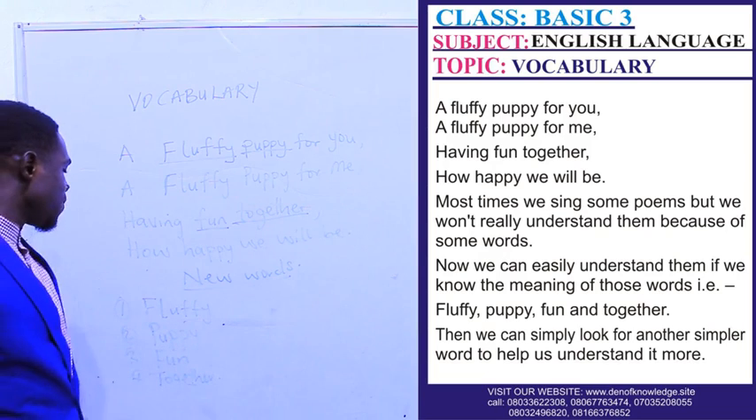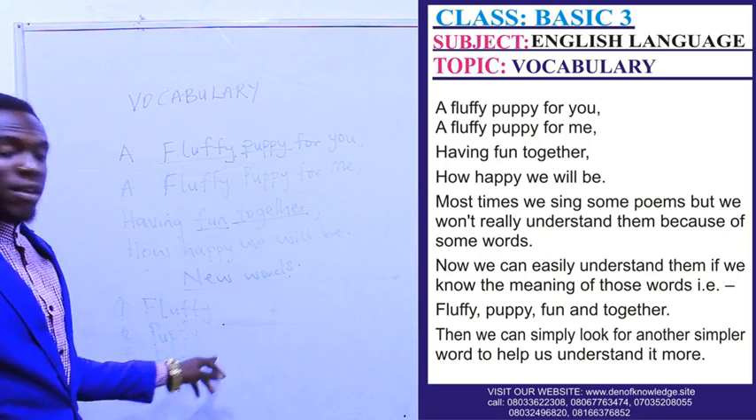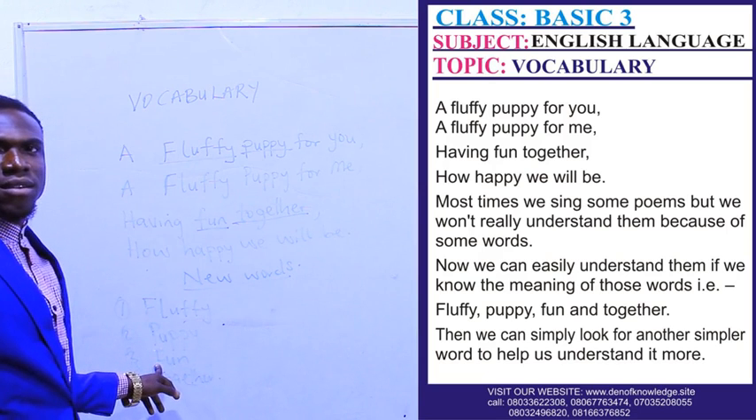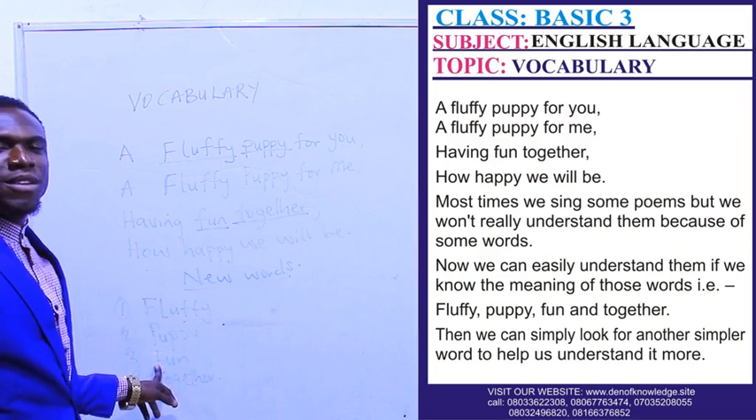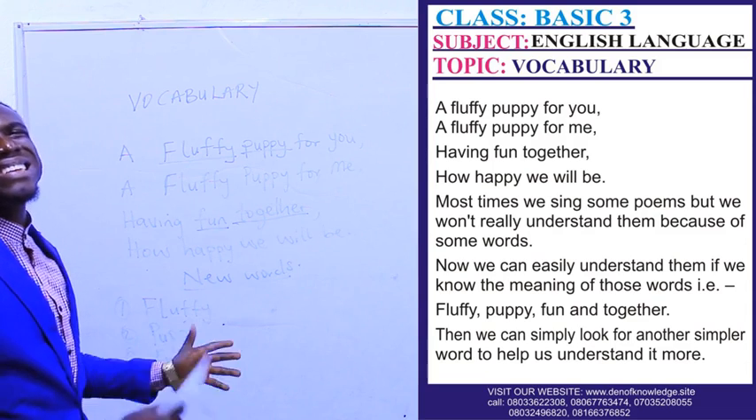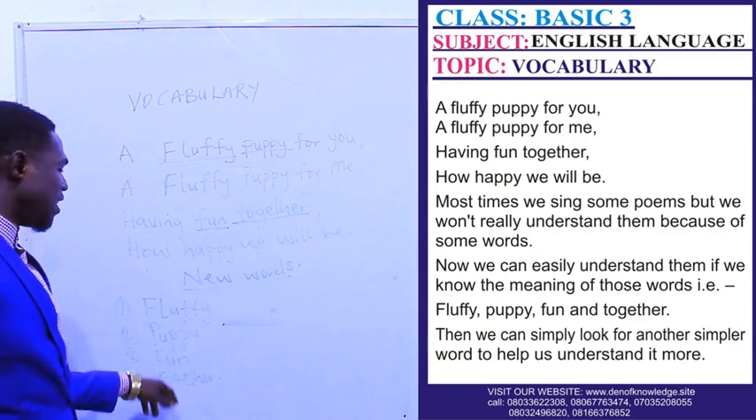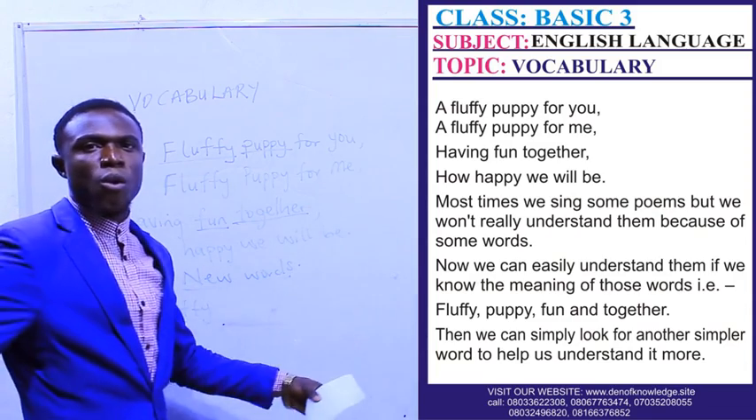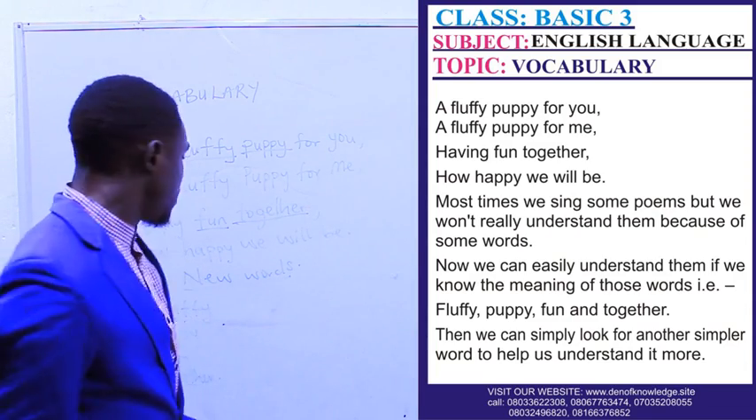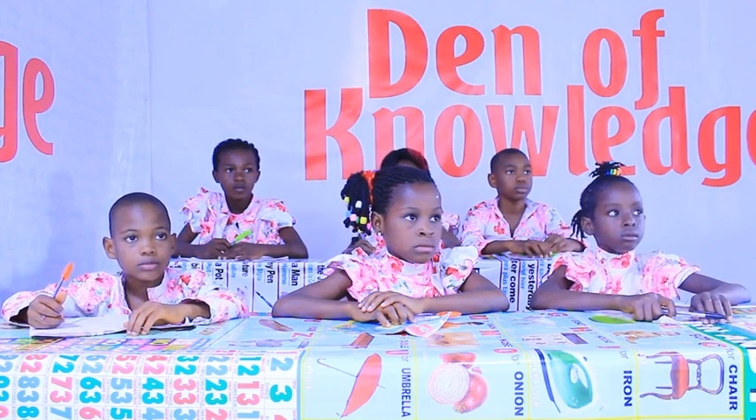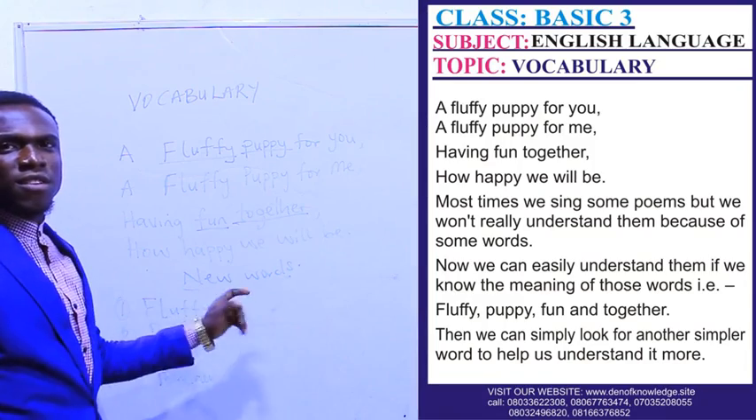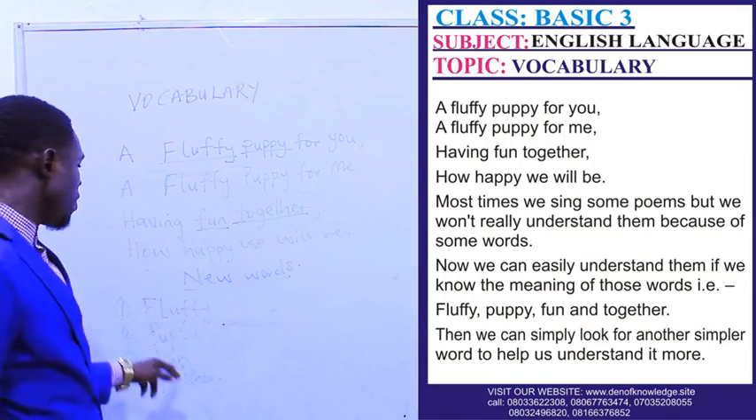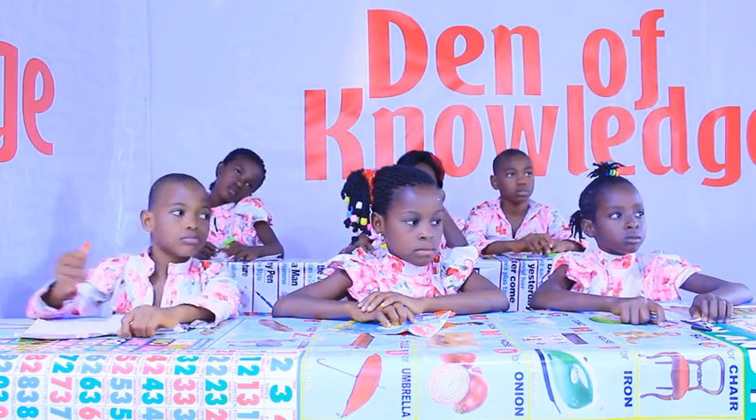Then look for it. You know what it means. Of course, you look for fun. Fun means something that makes you happy and excited. Then look for together. Together is one another doing things in common. That is together. Now we have fluffy, which means something that is soft and what? Comfortable.